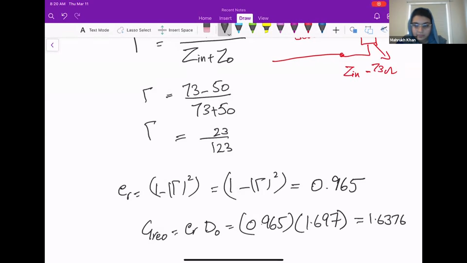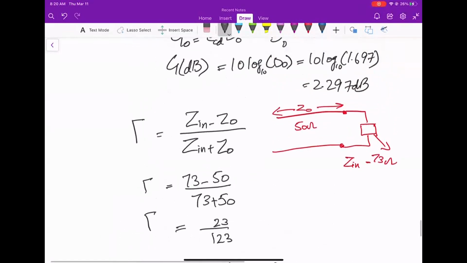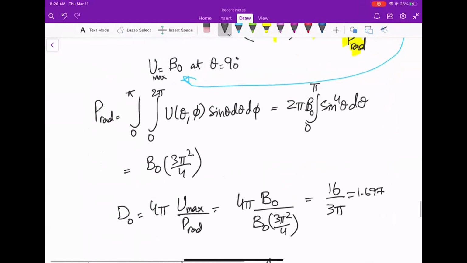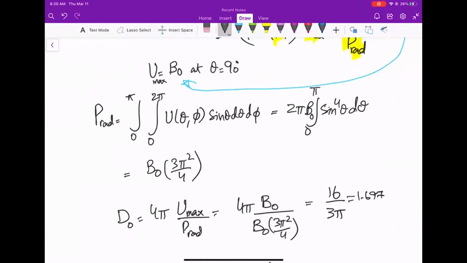Yes, Doctor. Can you scroll up fast when you were solving P rad? Should the bounds be switched for theta and phi, since theta should go from pi to 0 instead of 2 pi to 0?